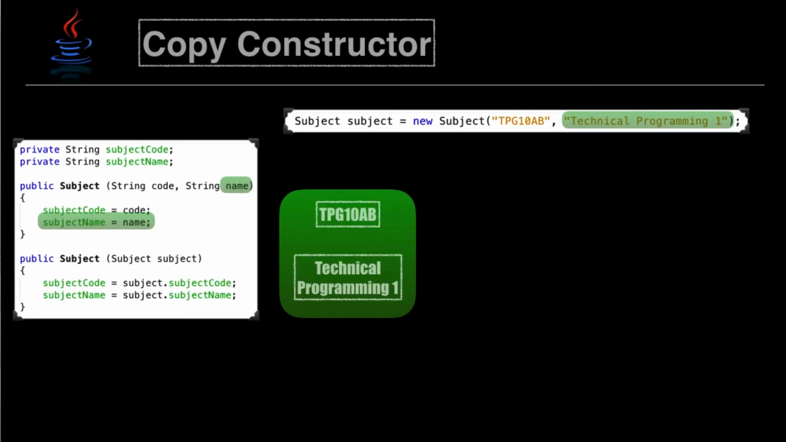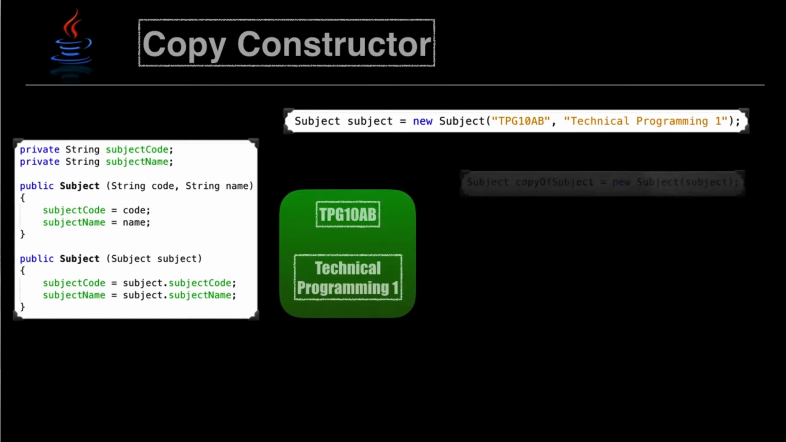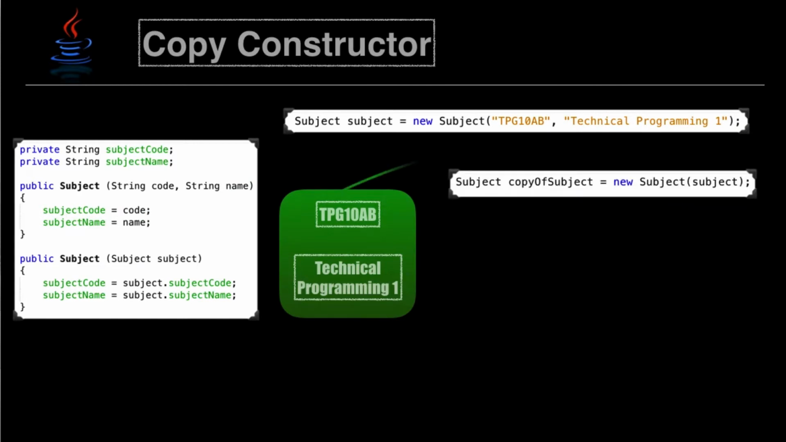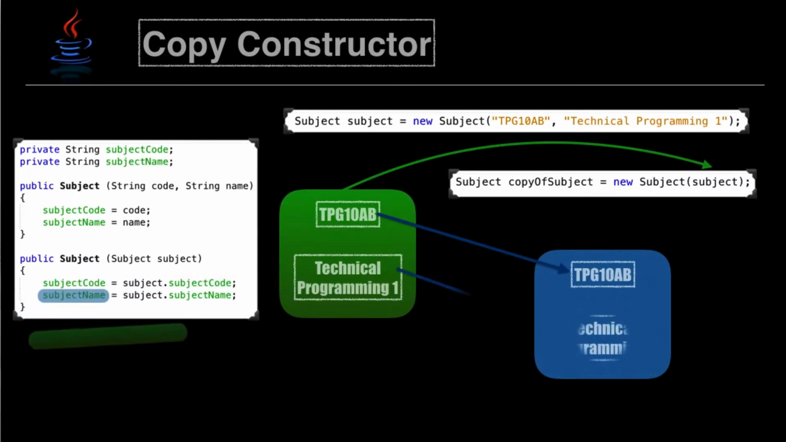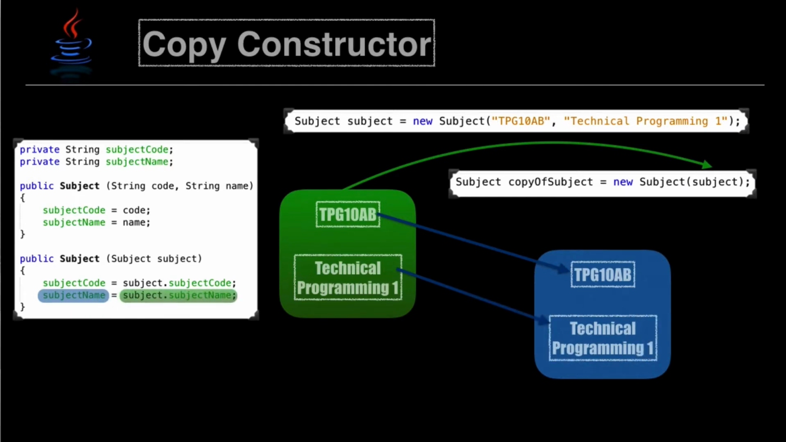If we then use the copy constructor call to create a new object, we pass in the existing green subject object in order to make a copy of it as the new object. So how do we make a copy of an object? We need to copy all the fields of the object we want to copy to the fields of the new object that will be constructed. So now for our blue object, we set the subject code the same as the subject code of the green passed in object, and we set the subject name of the blue object to the subject name of the green object. And now we made a copy of the green object.